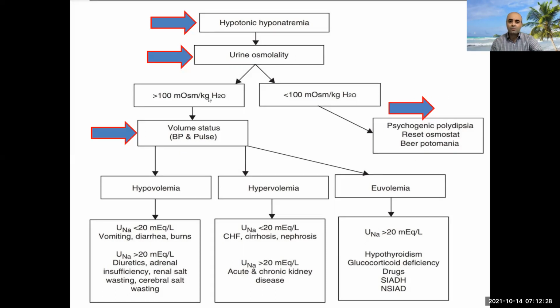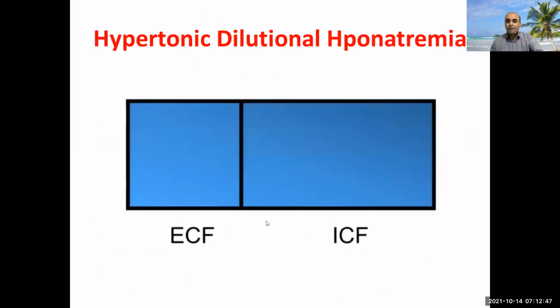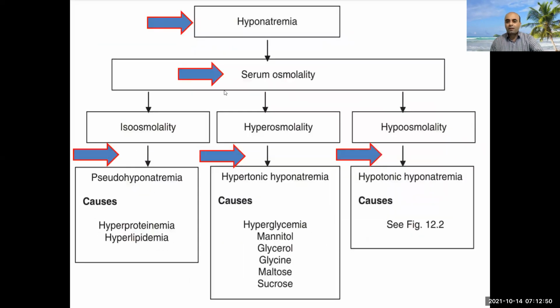If your osmolarity is more than 100, we'll go to the second step as we discussed before: volume status assessment, blood pressure, pulse, and systemic examination for volume assessment. Either your patient is hypovolemic or hypervolemic or euvolemic, and we discussed all this in the previous presentation already. We need to concentrate today on the remaining parts of hyponatremia. We'll discuss now the first part remaining: hypertonic hyponatremia.